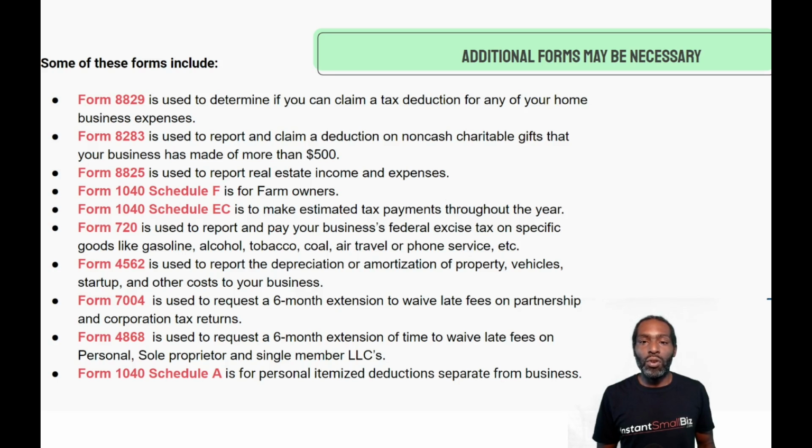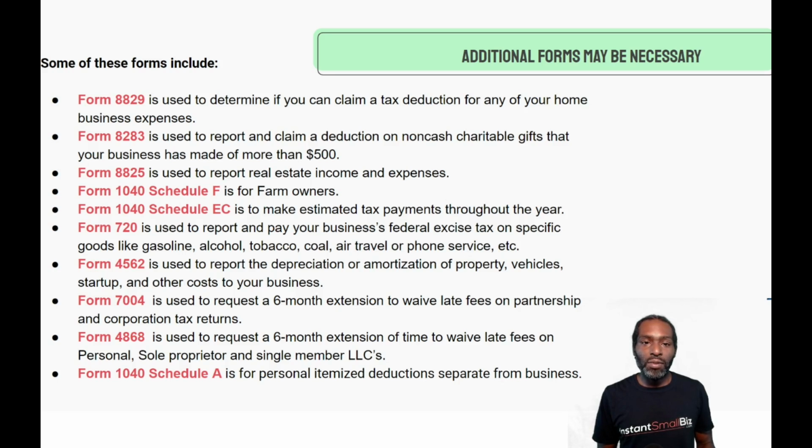Form 720 is used to pay your business excise tax. Depending on your business and what your product or service is, sometimes there's an extra tax called an excise tax. These are industries that are big on import or export, big on legislation, or big on the economy. Examples are gas, alcohol, tobacco, and coal. If you want to start an airline or a phone service company, you'll be paying an excise tax.